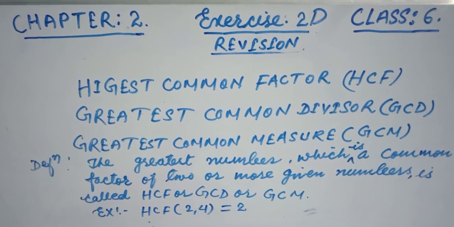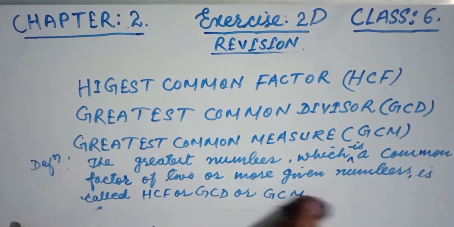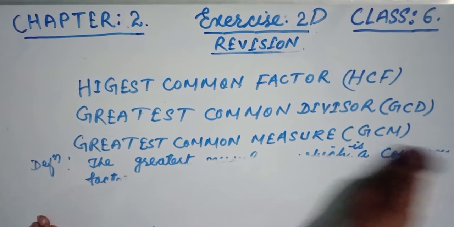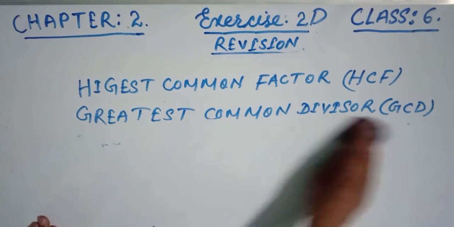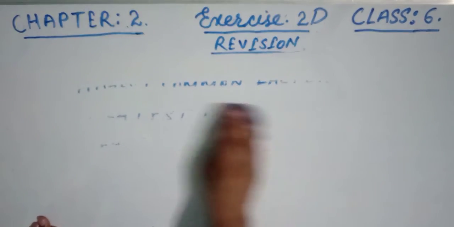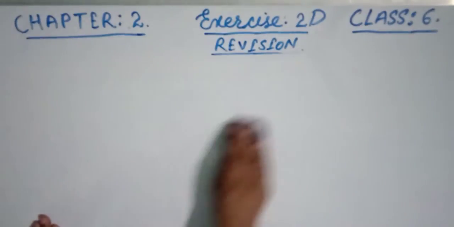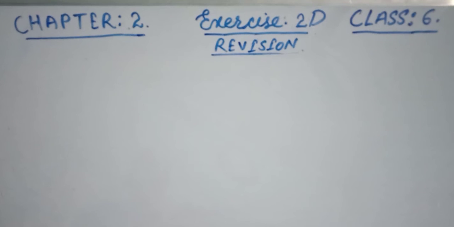See the next point, friends. We will discuss the questions of exercise 2D. In these questions we have to find the HCF by the factorization method or by the division method. There are two methods to find the HCF: first the factorization method, and second the division method. So let's get started, friends.